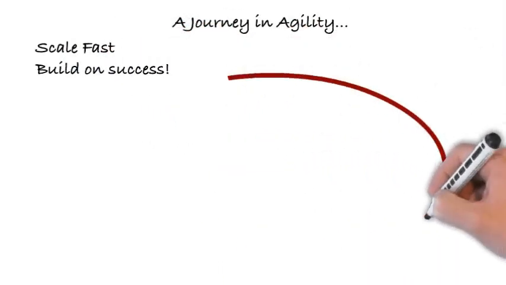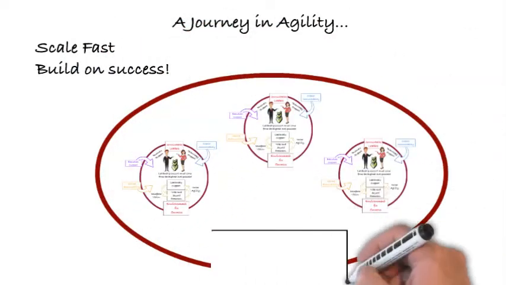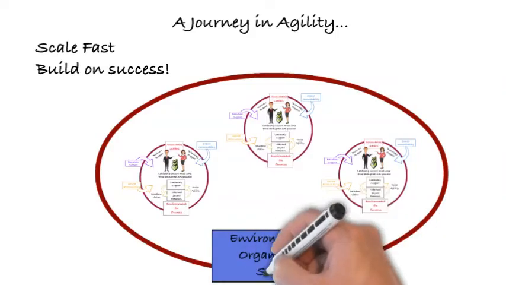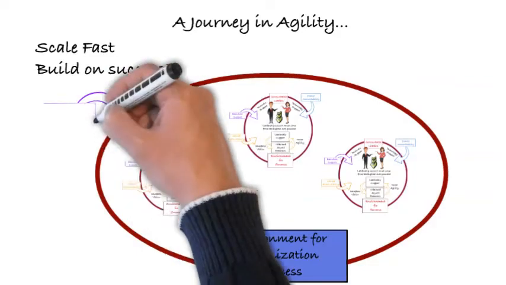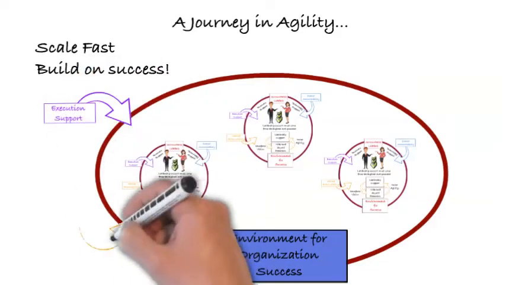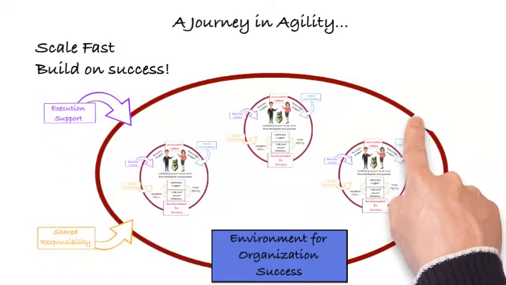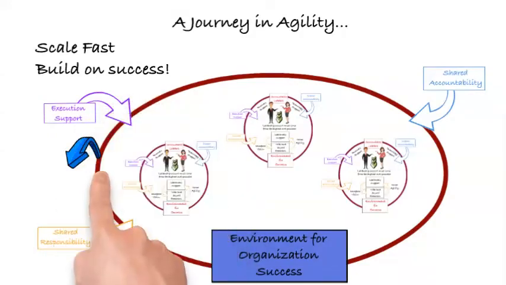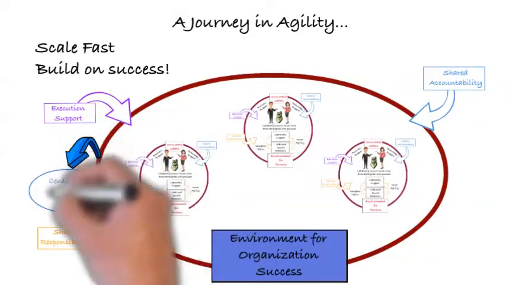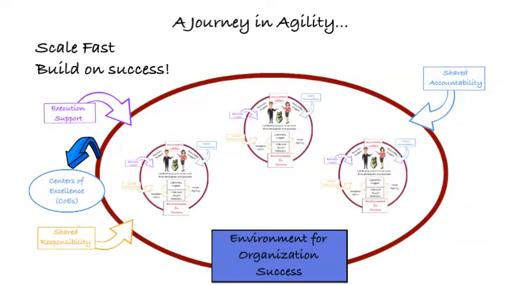Now that we've created our three successful squads, it's time to create an environment for organizational success. Our cultural norms of execution support, shared responsibility, and shared accountability need to be spread across the entire organization. In addition, we need to start creating Centers of Excellence, or COEs. These centers leverage the knowledge and experience gathered to date and lead others down their path to Agile success.